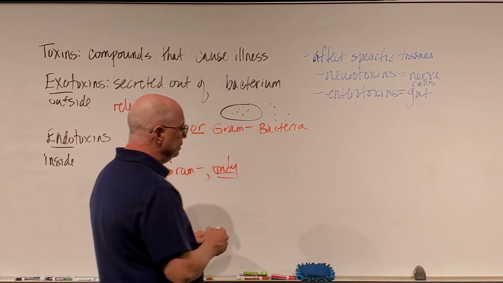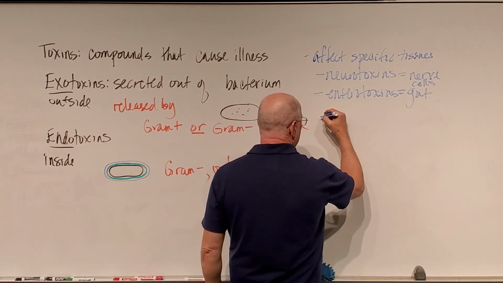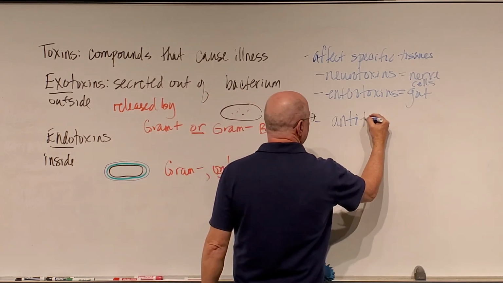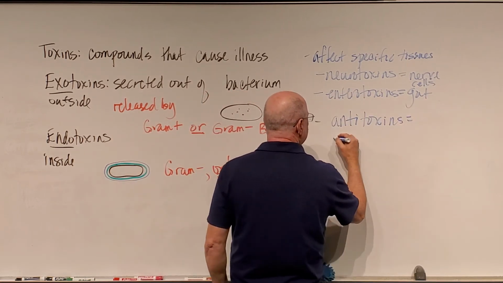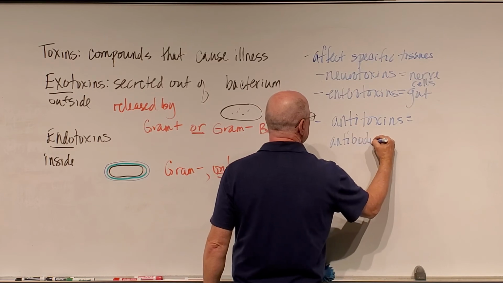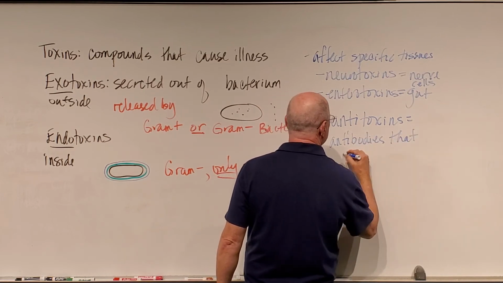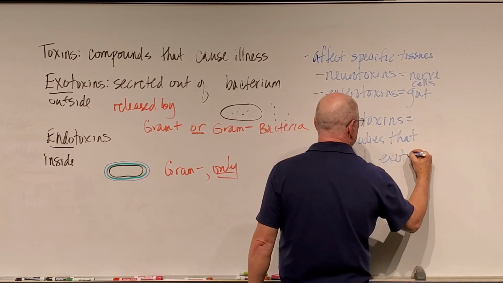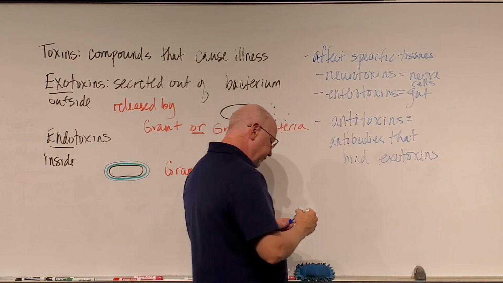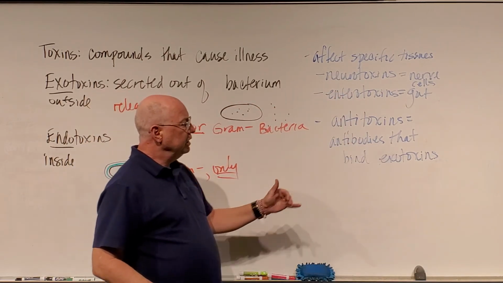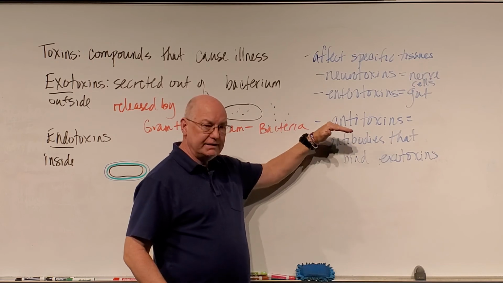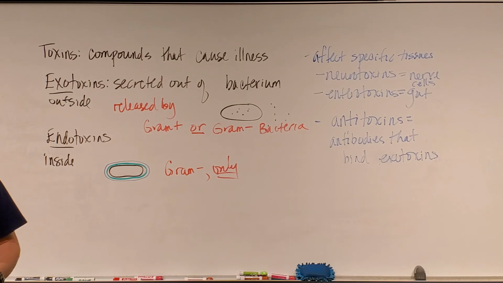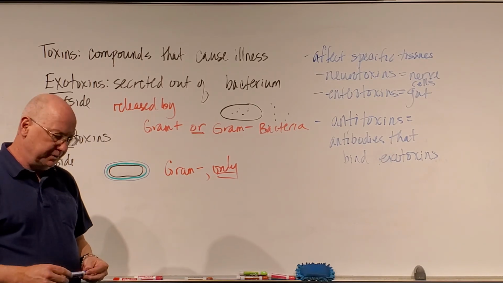Another thing that happens is this. There's a thing called antitoxins. Now, all of this is for exotoxins right now. There are things called antitoxins. These are antibodies that bind exotoxins. We have antibodies that can bind to exotoxins, and we call those specific antibodies antitoxins. Like an antivenin is a particular antibody that can bind to a snake venom, for example.